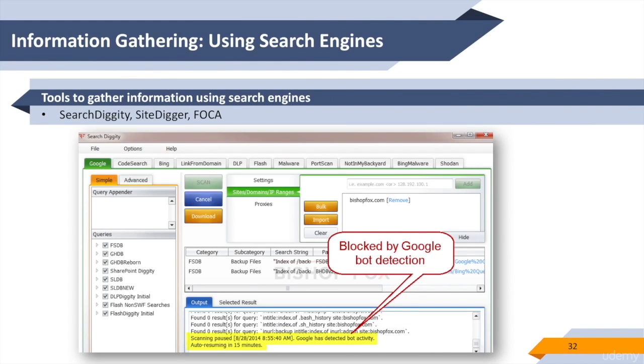There are a lot of queries to find the critical points of an application. Thankfully, there are tools to automate these queries for us. SearchDiggity, Foundstone SiteDigger, and FOCA are just a few examples of these kinds of tools.